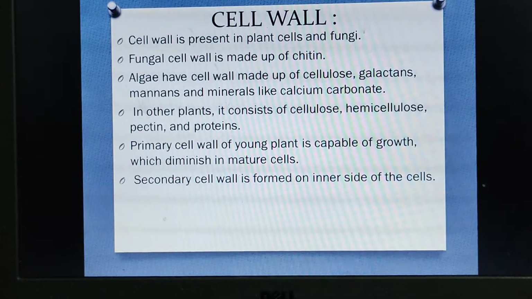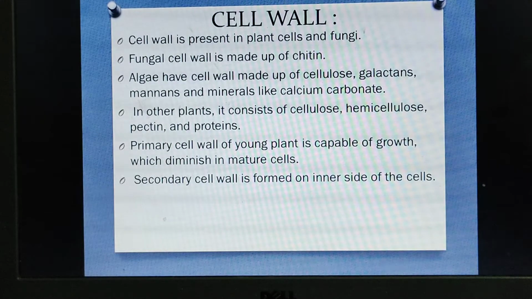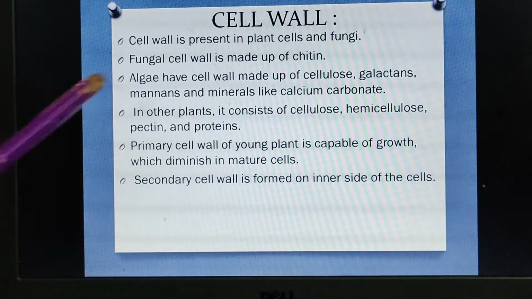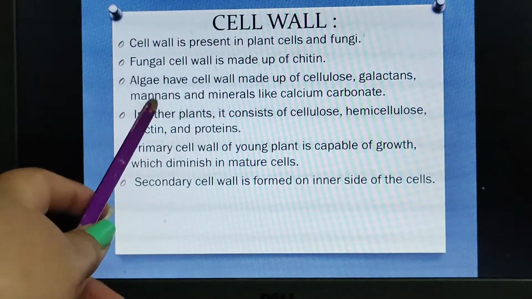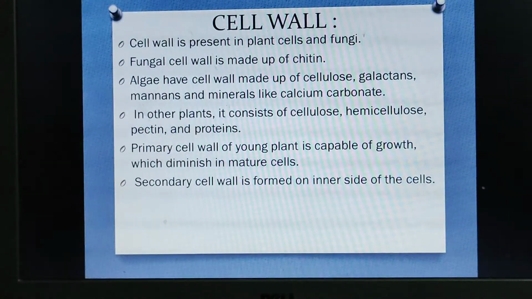इसको chitin भी बोलते हैं. Some of the people are pronouncing it as chitin, but it is chitin. It is made up of chitin. And if we talk about the algae, which is a lower category of the plants, here the cell wall is made up of cellulose, galactans, mannans and minerals like calcium carbonate.